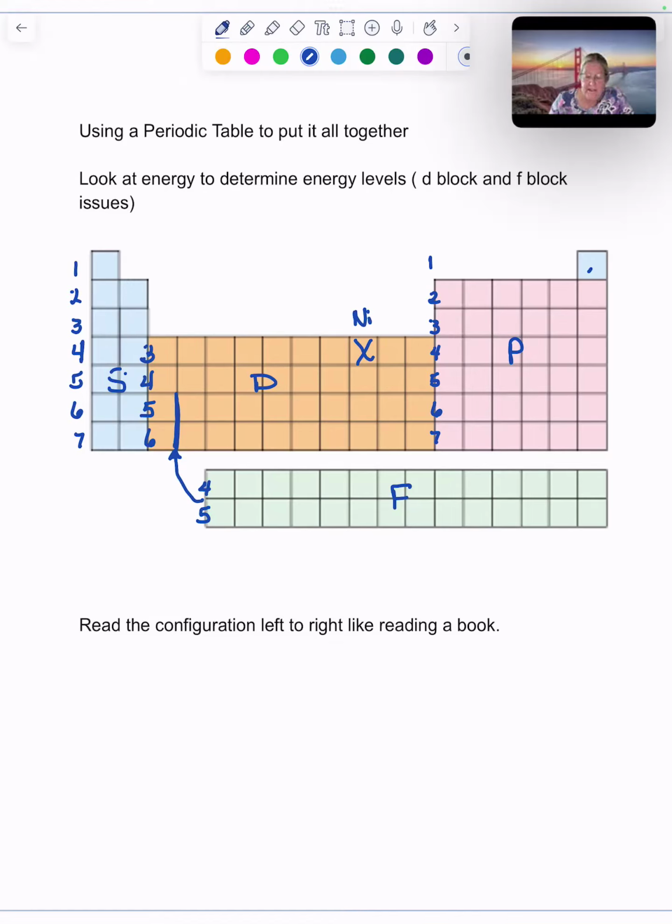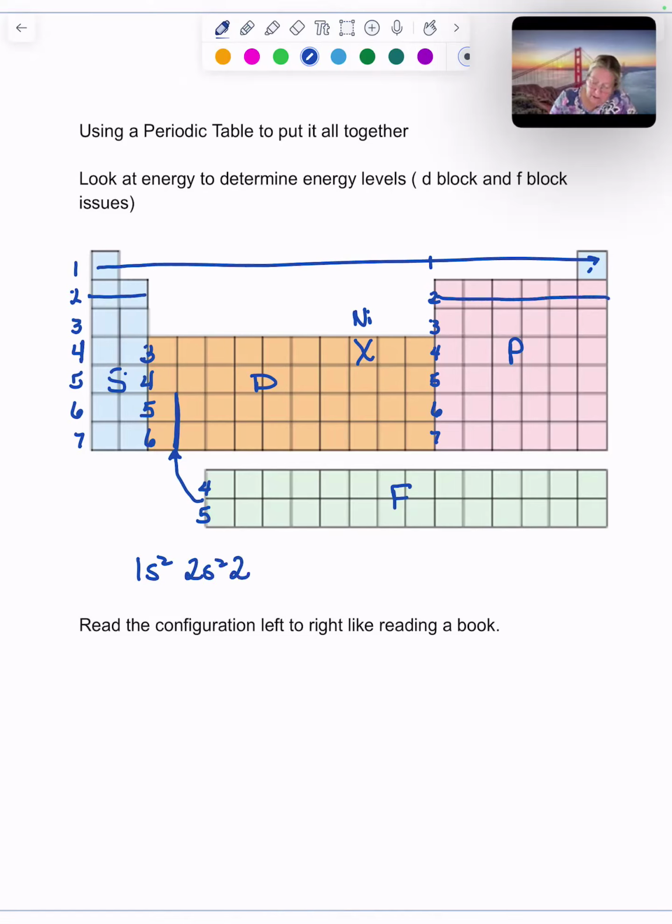So we're going to read this left to right like a book. We're going to have to fill that 1s before we can go on to the 2s. So it's going to be 1s2. Then we're going to fill in our 2s with 2, 2s2. Our 2p is going to be filled with 6. Our 3s is going to be filled with 2. Our 3p is filled with 6. Our 4s is filled with 2. And now we're in our 3d, and there's a total of 10. We'll go 1, 2, 3, 4, 5, 6, 7, 8. 3d8. And that is the electron configuration for the element nickel.